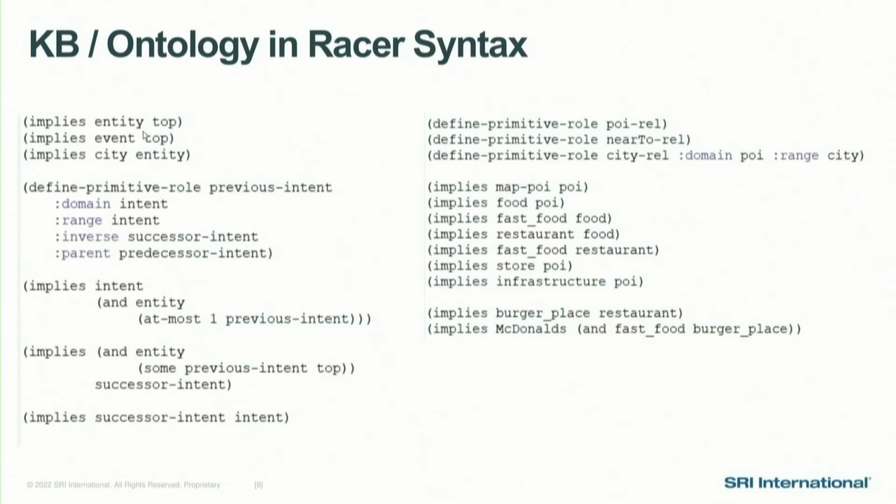So we started with just a handful of top-level classes such as entity, event, and intent. Moreover, some relations were defined so that we could construct the dialog graph at runtime. For example, previous intent, linking together the dialog steps in the dialog A box. Moreover, some domain-specific relations such as the POI relation were defined, linking intents with their POIs, as well as the city relation, giving the POIs their city attribute slot value. And then we had a couple of POI subclasses for restaurant types.